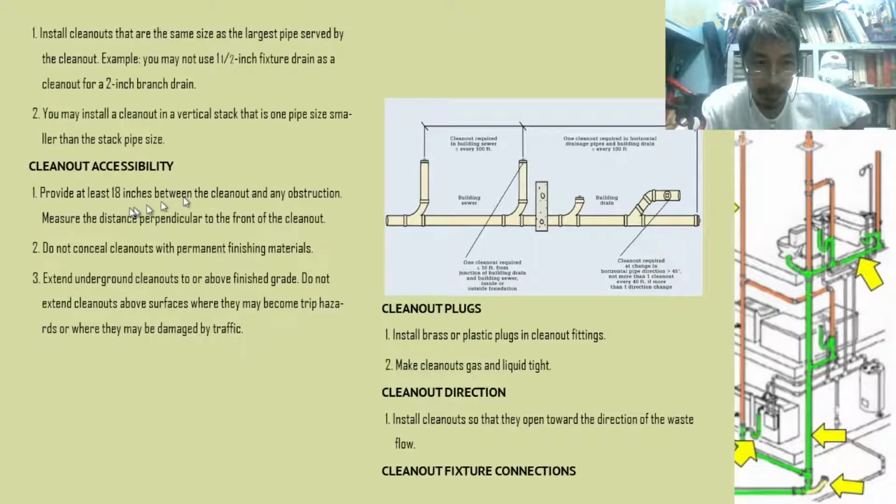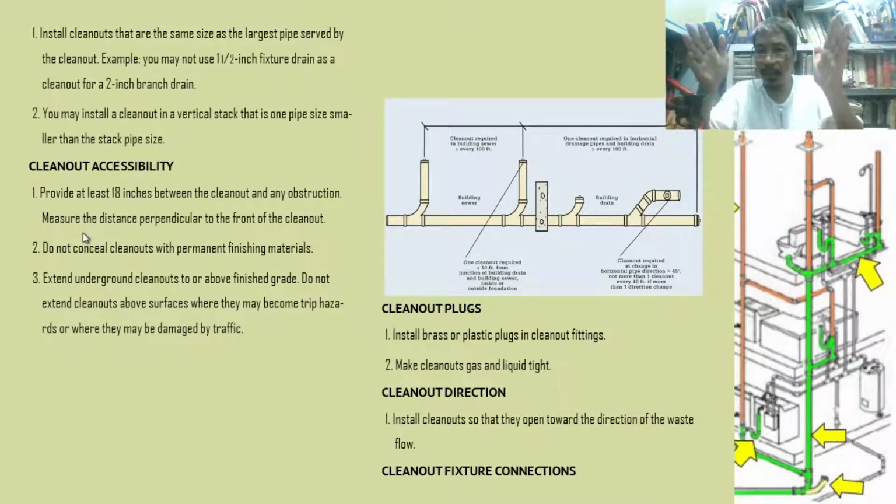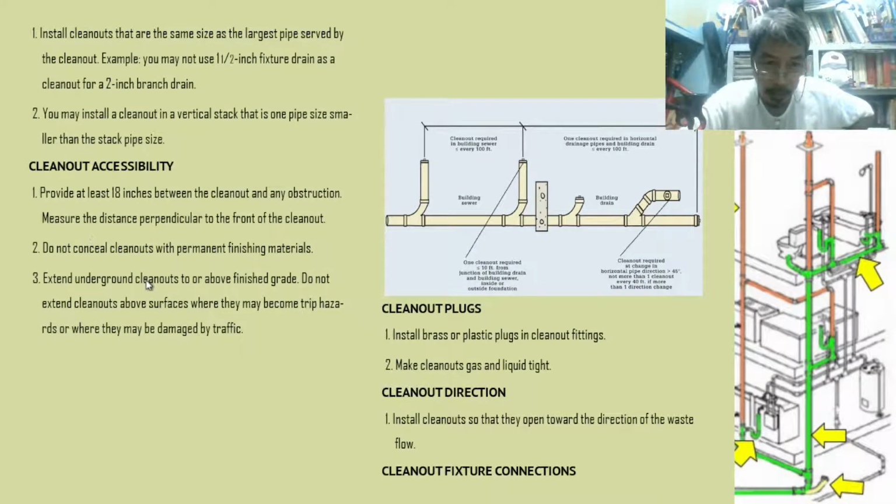Clean out accessibility: provide at least 18 inches between the clean out and any obstruction so that a human being would be able to access it during cleaning. 18 inches, meaning 1.5 feet. That is the length. Provide that for accessibility. Number 2, do not conceal cleanouts with permanent finishing materials.